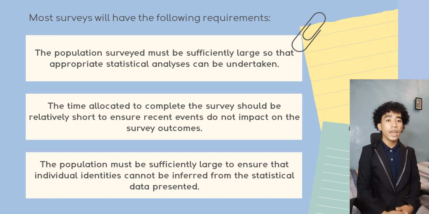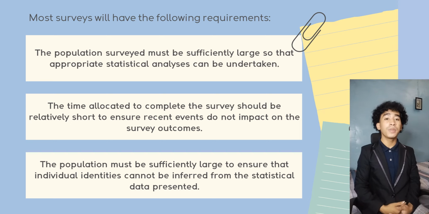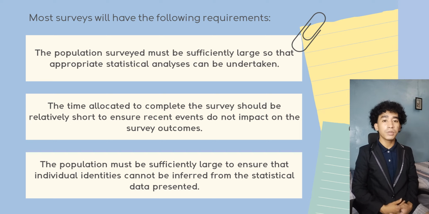Next one is, the population must be sufficiently large to ensure that individual identities cannot be inferred from the statistical data presented. So it must be diversified, or the survey must be given to different groups of people in order for it to be not biased and from different points of view or perspectives.